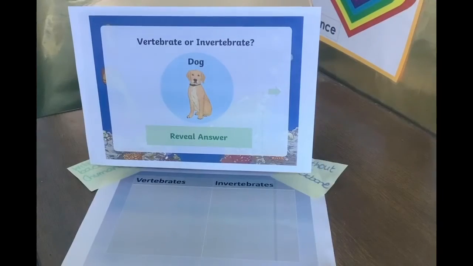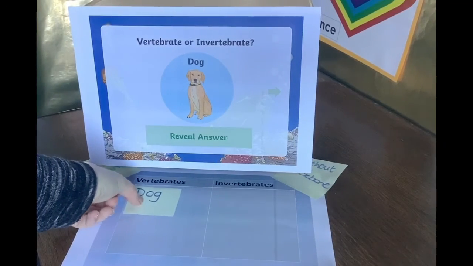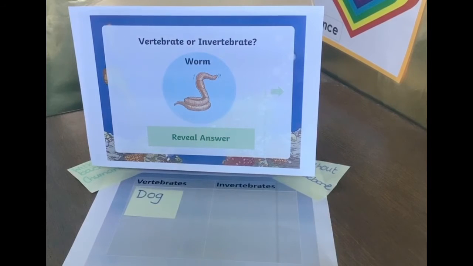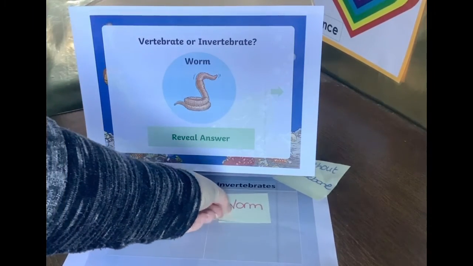So how did you get on? Let's put our answers onto the table from last week. Did you think a dog was a vertebrate or an invertebrate? Yeah, you're right. A dog is a vertebrate. And what about the worm? What did you think about the worm? Did you think the worm was a vertebrate or an invertebrate? Yeah, you're right. The worm is an invertebrate.